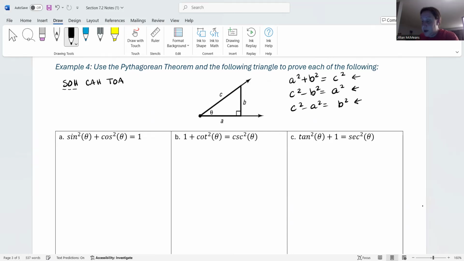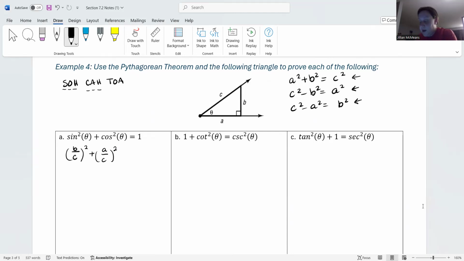So opposite is B, hypotenuse is C, and we want to square that. Now, cosine is adjacent over hypotenuse. So in this case, adjacent is A, hypotenuse is C. We want to square that. Now, if we can manipulate this and get this down to a point where it equals 1, we've shown that sine squared theta plus cosine squared theta really does equal 1.